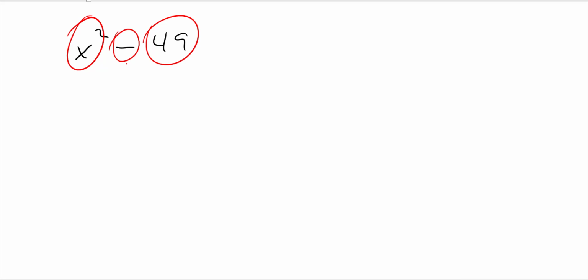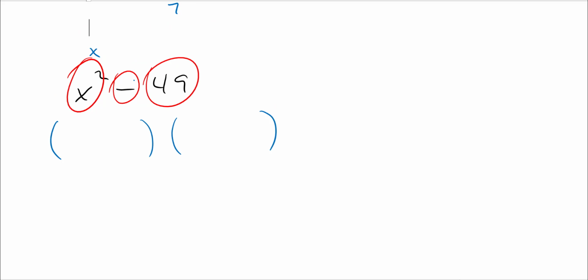If that's the case, this is what I want you guys to do. You're going to get two sets of parentheses. Take the square root of x squared, which is x. Take the square root of 49, which is 7. Then you put the x and the 7 here, and the x and the 7 here, and you put positive and negative, and then you're done with the problem. What? That's all? Yeah, that's it. So that's not bad.